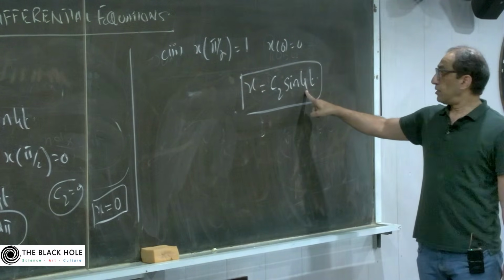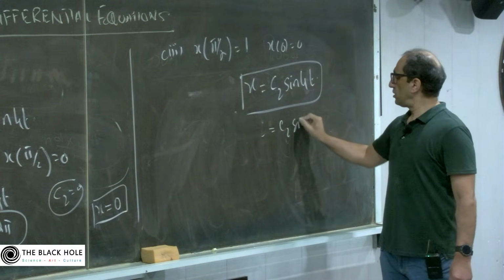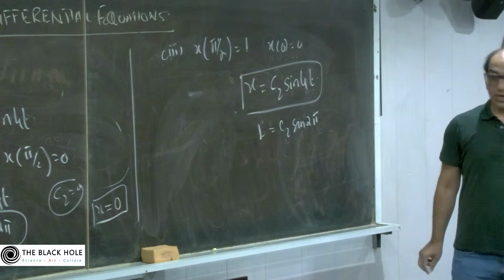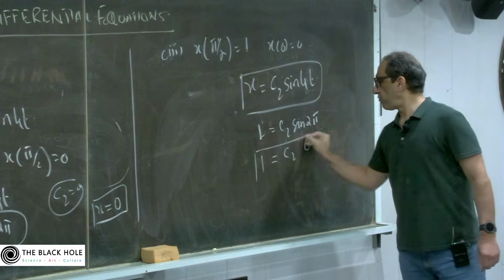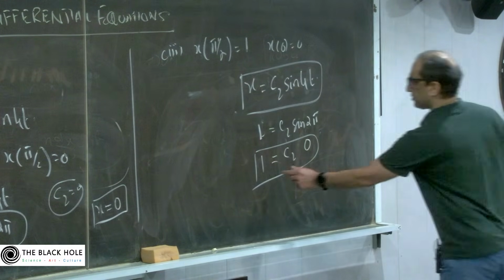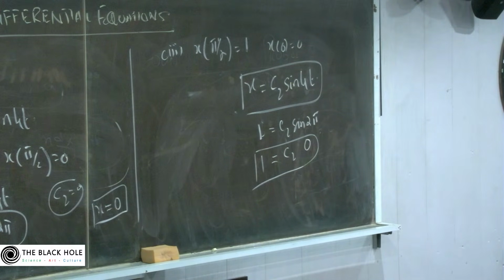So this will give you C2 sin 2 pi equals 1. So this is basically 0. So can you come up with any value of C2 that will make the left hand side agree with the right hand side? So this way you have found out no solution. Why do you say that?